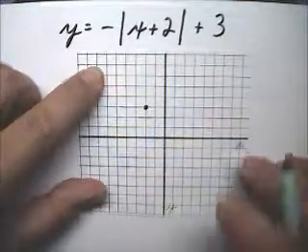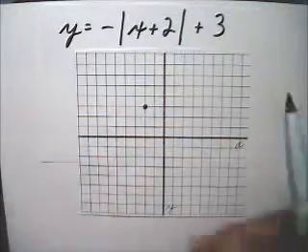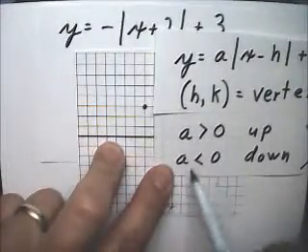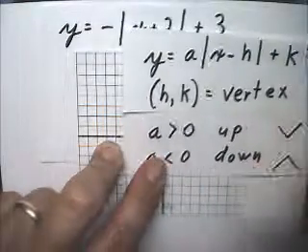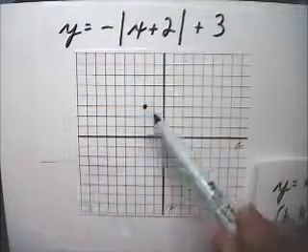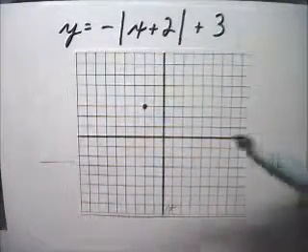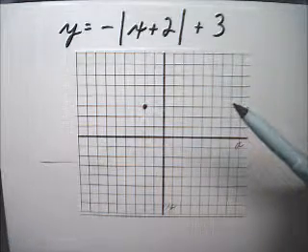So that's the vertex. And also our a is negative. A is less than 0. So it's going to look like this. So our graph is going to look like this, and we just have to figure out where it is. And we'll do that by plugging in some points.